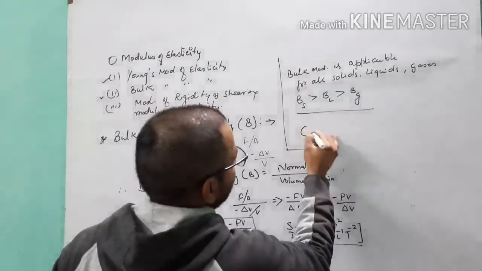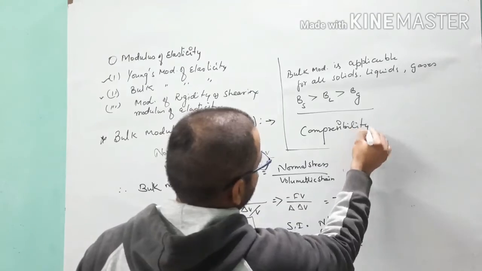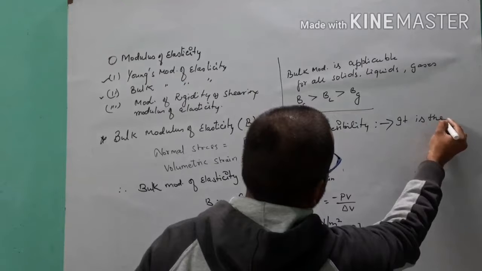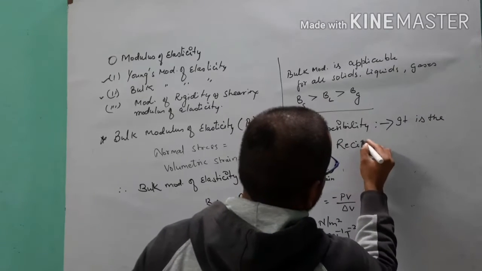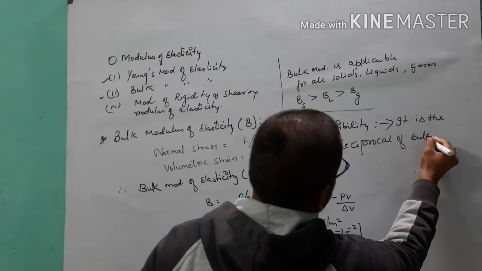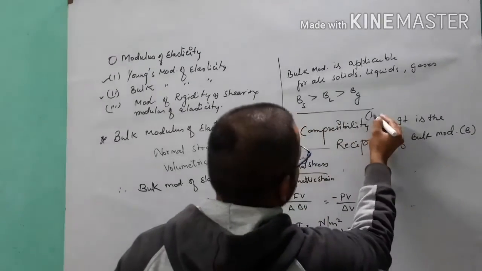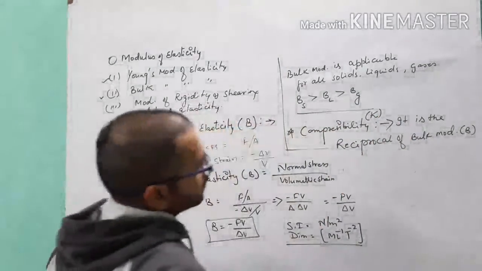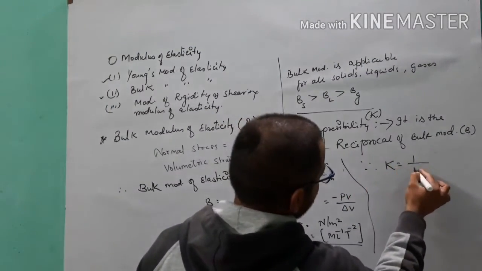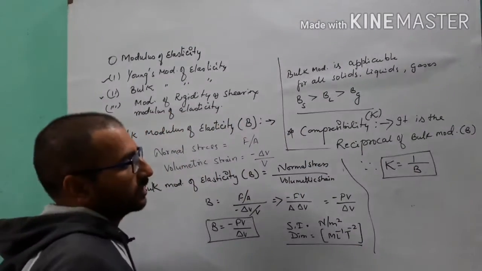Compressibility, next heading: compressibility is the reciprocal of bulk modulus B, and it is denoted by K. So therefore K is equal to 1 upon B. This is called compressibility. Point clear, student?